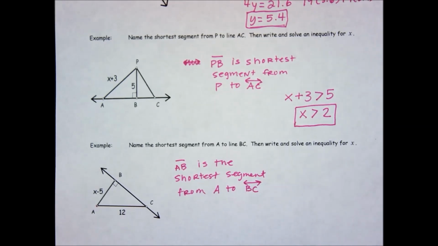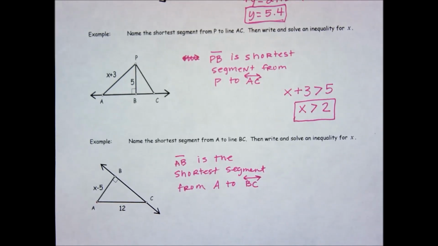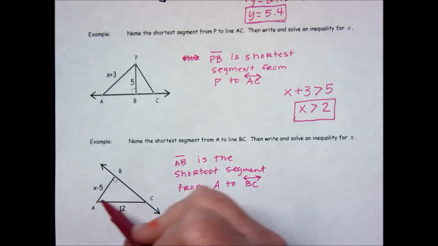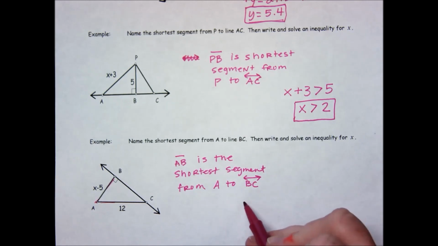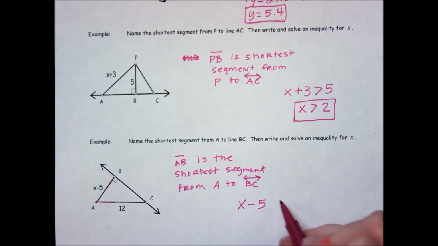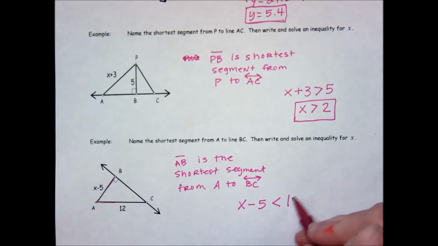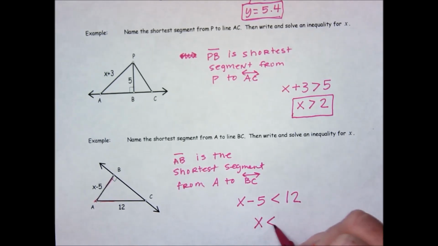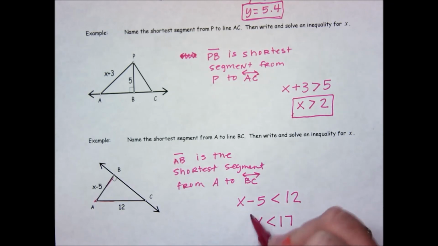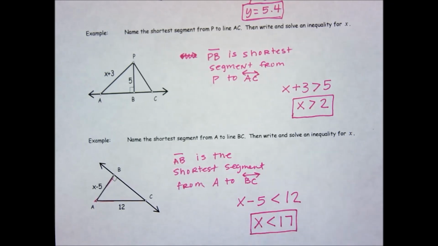So it says write and solve an inequality for x. Well, since this is the shortest segment, I know that 12 has to be greater than x minus 5. So x minus 5 has to be less than 12. So now when I go to solve for x, I get x is less than 17. That is all.